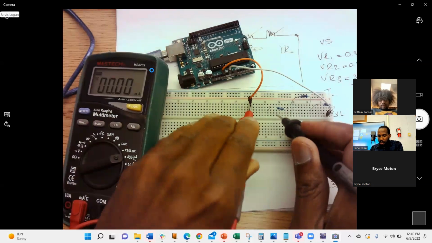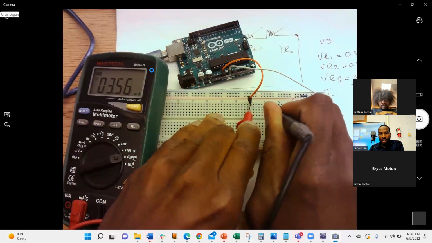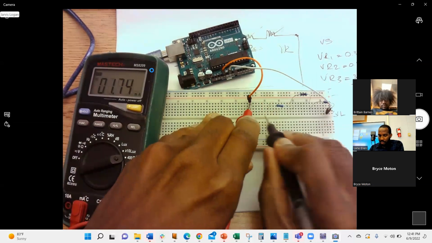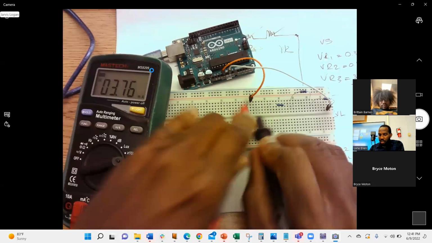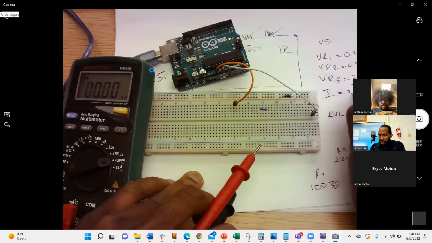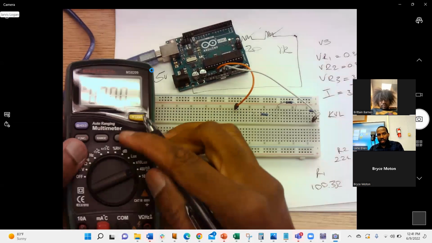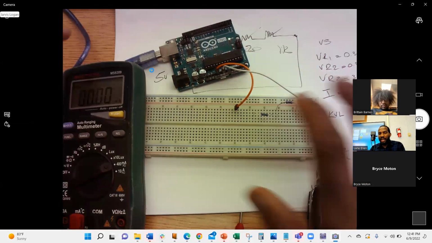So I put my positive pin here, my negative pin here, and notice the total current that is flowing is, see here, make sure we have some firm connection, 3.76 milliamps. So the total measured current, I, is going to be 3.76 milliamps. The meter shows me milliamps, so I know exactly what I'm doing. This is all you need to do for the measurement part.